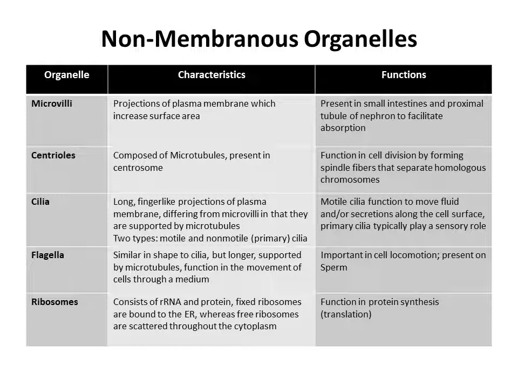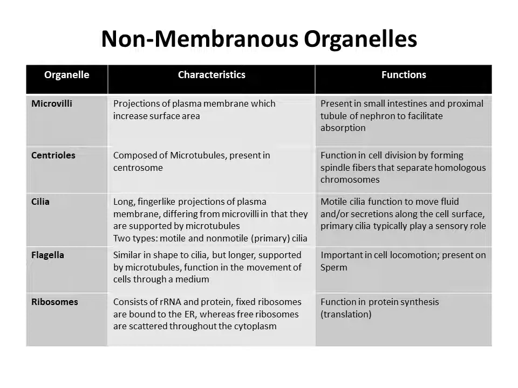Flagella. Flagella are similar in shape to cilia, but they are longer, supported by microtubules, and function in the movement of cells through a medium. As far as humans are concerned, their function is in locomotion, and that too of the sperm only. So they are only found in the sperm cells.